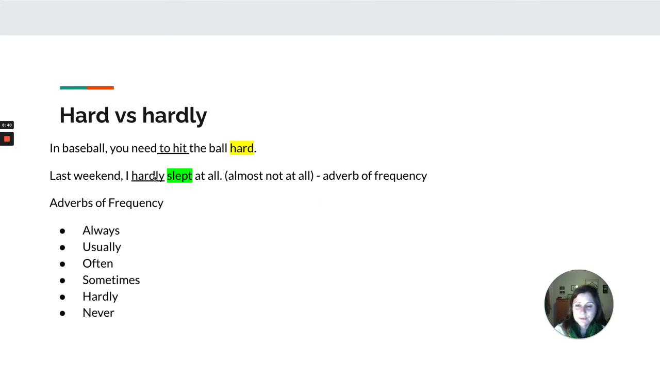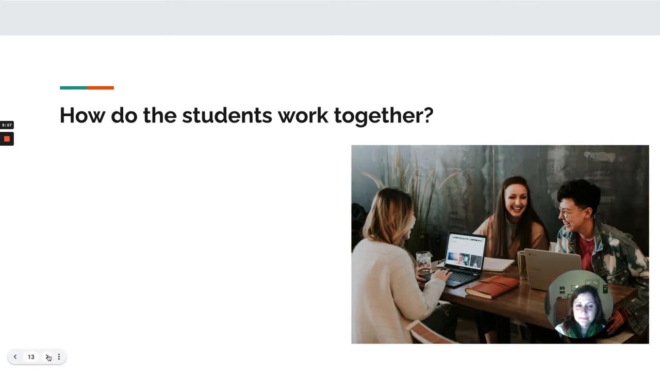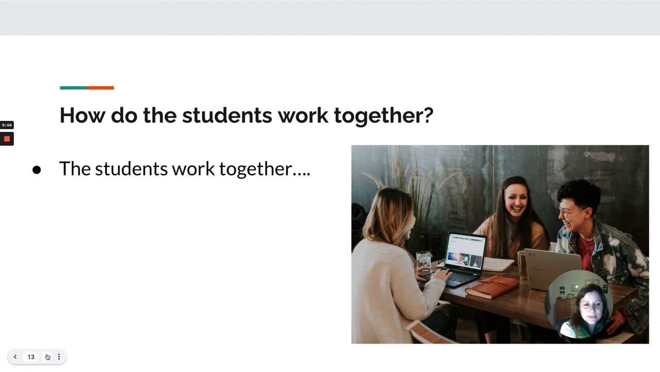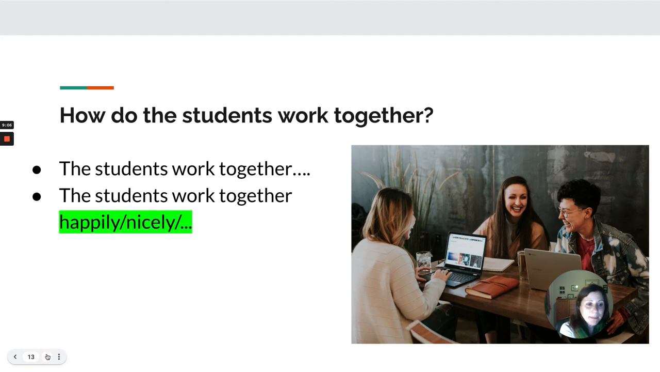This is an adverb of frequency. Here are some other adverbs of frequency that explain how often. Always, usually, often, sometimes, hardly, and then never is that never happens. So hardly is like right before that. Let's practice. How do these students work together? The students work together happily, nicely. We can see them smiling.